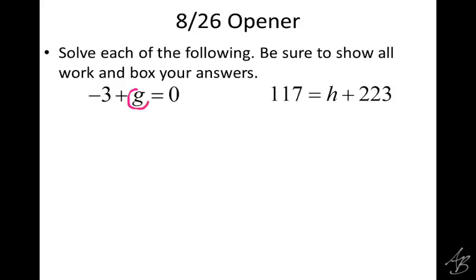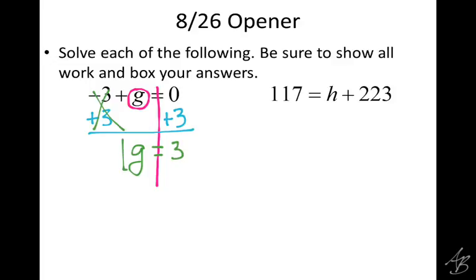I want to get that g by itself, so we'll circle it, draw the line of equality. And so what do we need to get rid of here to get g by itself? The 3. And how are we going to get rid of the 3? We're going to add 3. Since it's a negative 3, we need to add to get rid of it. So we add 3 on both sides. And those 3's cancel each other out, leaving what? G. And on the other side, we have 0 plus 3, which is 3. That's an easy one, right?